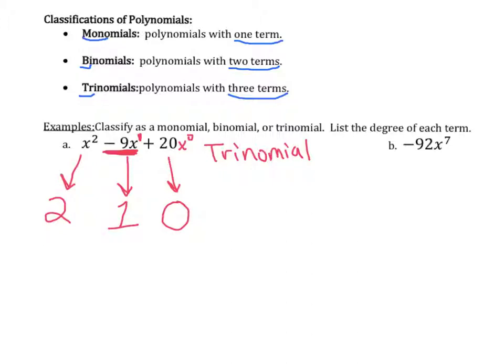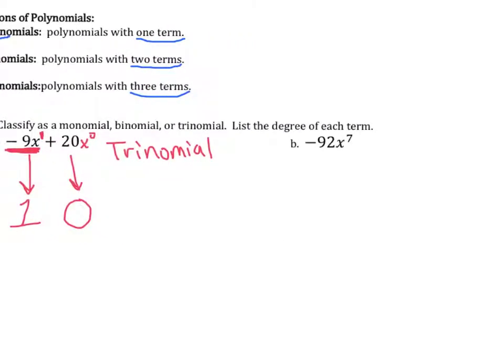Our next example is negative 92x to the 7th. And so here I only have 1 term, so this is going to be called a monomial. And the degree on that term is going to be the same as this exponent here, which is 7. So that's the degree of a polynomial as well as classifying it.